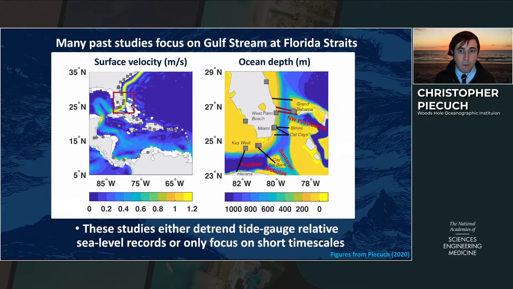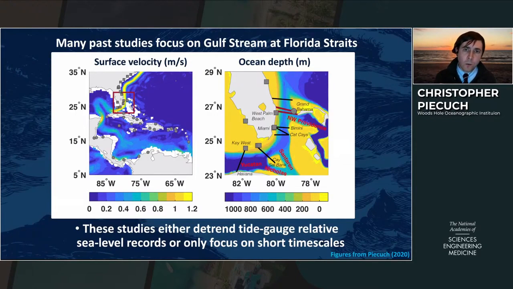I'm zooming in there with that red box and showing the region to the right. This is a zoom in of southern Florida and Cuba and the Bahamas. All of the black and red lines across the ocean here are the locations of historical measurements. I should clarify also that the color shading now indicates ocean depth, not speed. I'm trying to exemplify that this is a very narrow, shallow region that the Gulf Stream passes through here.